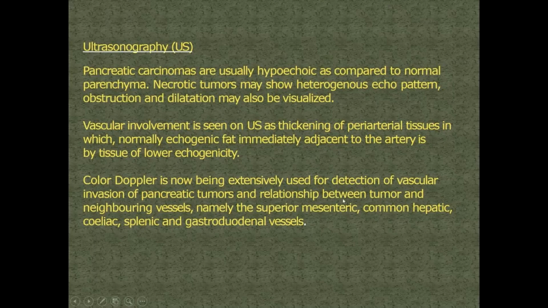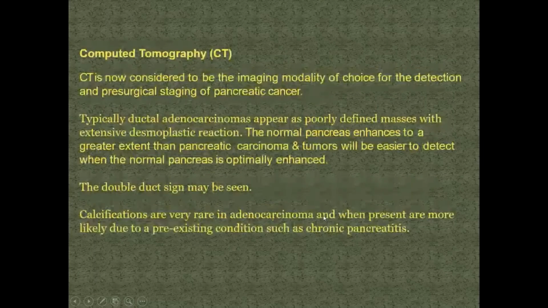assess the vascular structures. CT is now considered to be the imaging modality of choice for the detection and pre-surgical staging of pancreatic cancers. Typically, they appear as a poorly defined hypodense mass, and the normal pancreas enhances to a greater degree, so on post-contrast images, they will appear hypoenhancing as compared to the normal pancreas.